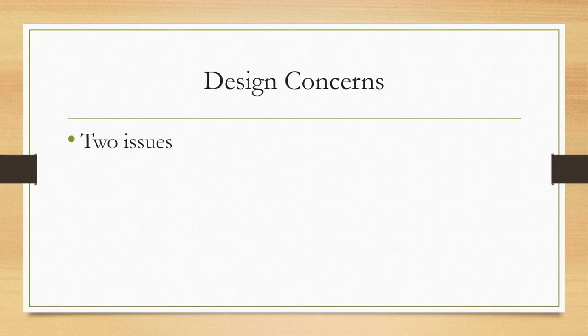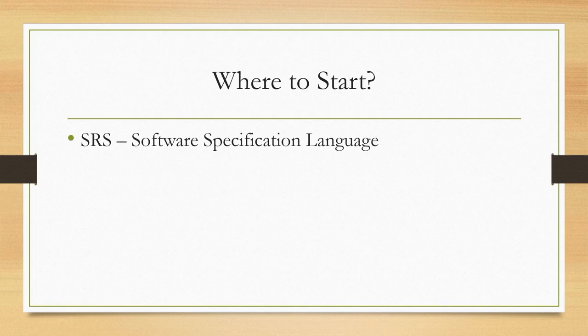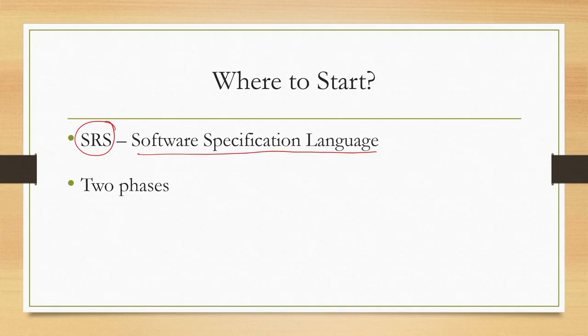So, whenever we are concerned about design, any design, not necessarily system design, then there are primarily two issues: where to start and how to represent the design. In other words, what language to use to represent the design. In the context of system design, when we try to address the question where to start the design process, we said that the starting point can be the SRS document or software requirement specification document. Now, SRS is a language which is used to specify or express the requirements for the system, and SRS can give us the starting point for our system design. With that starting, we can go ahead and ideate the design.